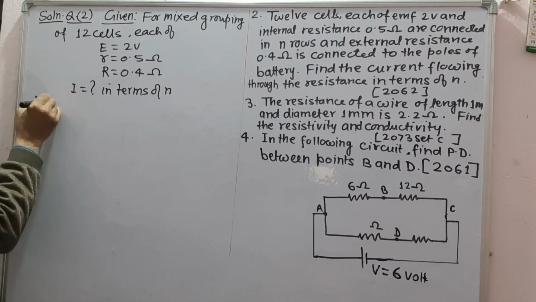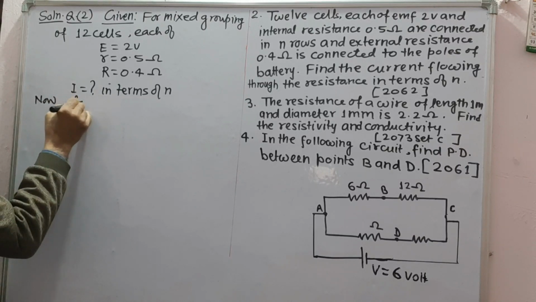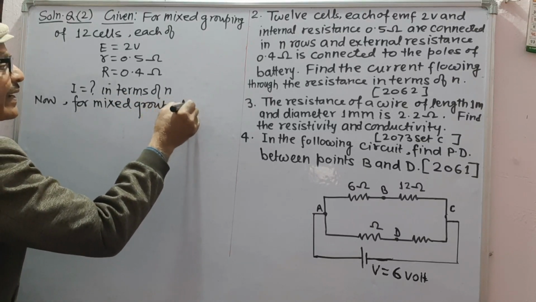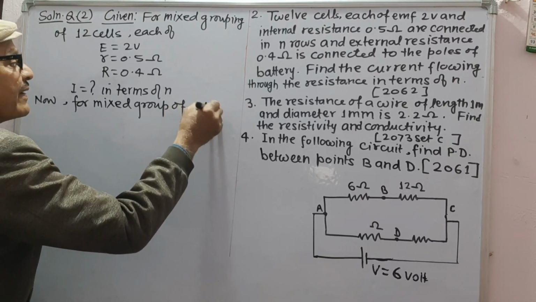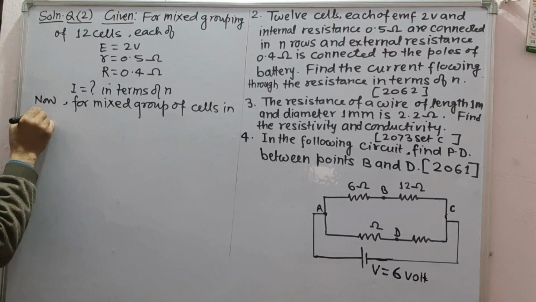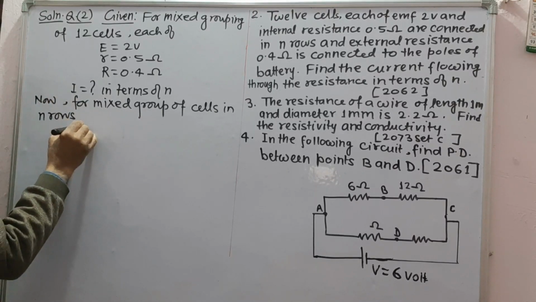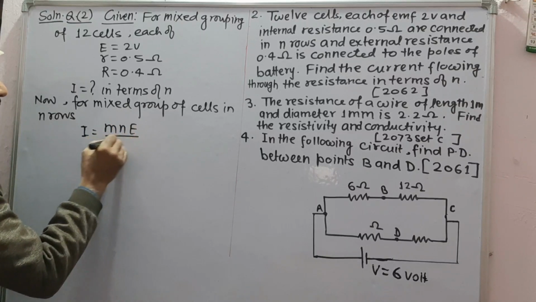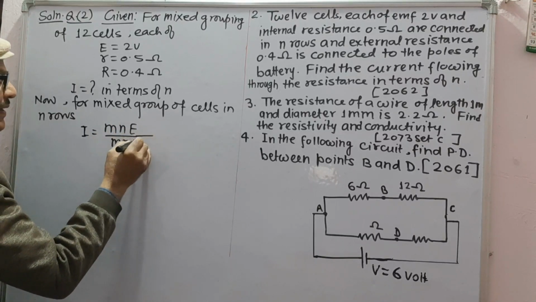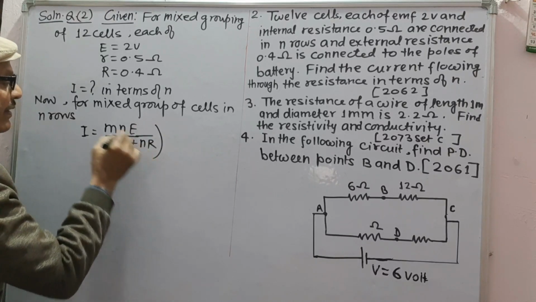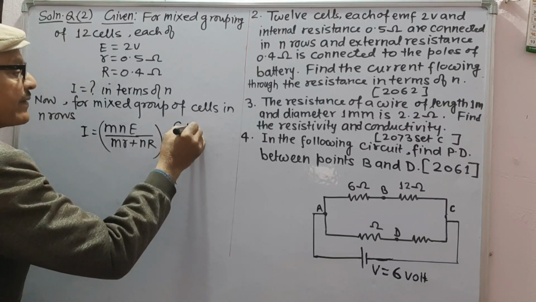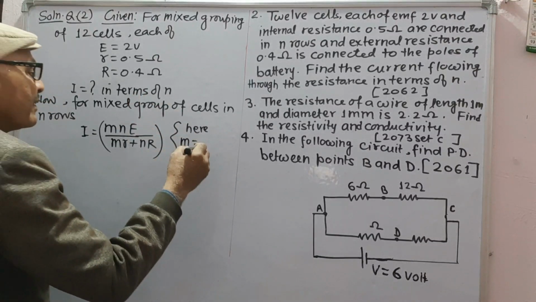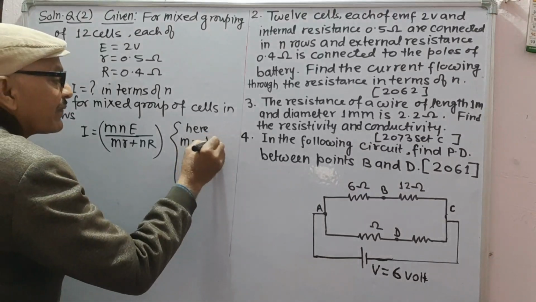Now, for mixed grouping of cells in N rows, current is given by the relation I is equal to M N E upon M r plus N R. Here M is the number of cells in one row. Total number of cells is 12.